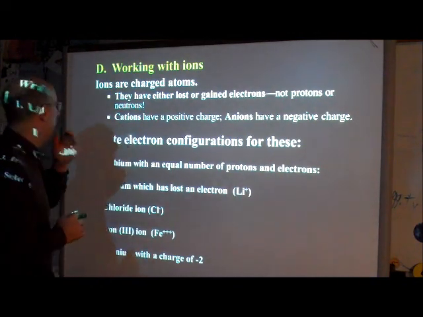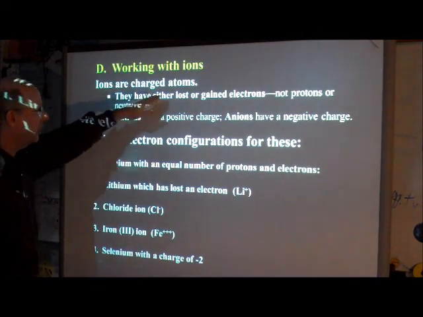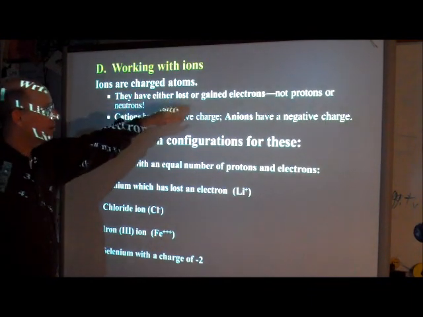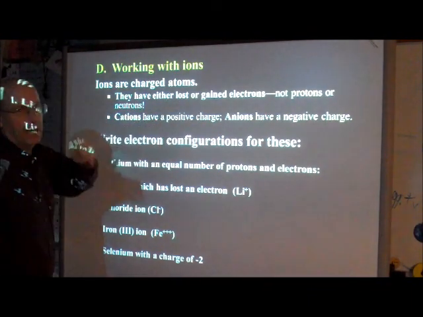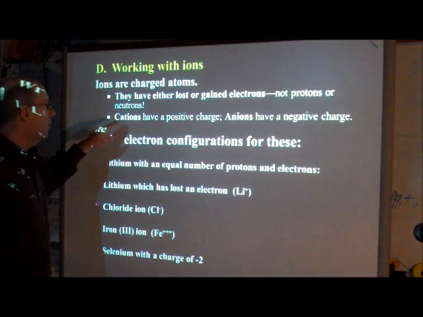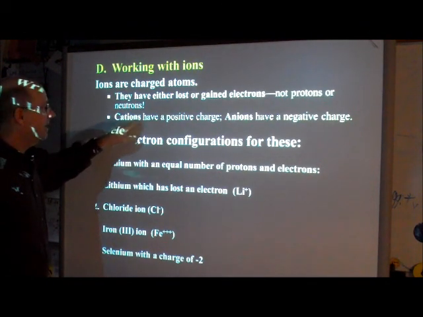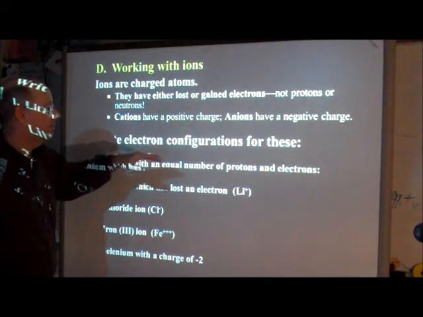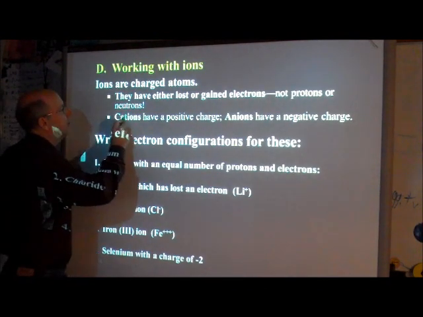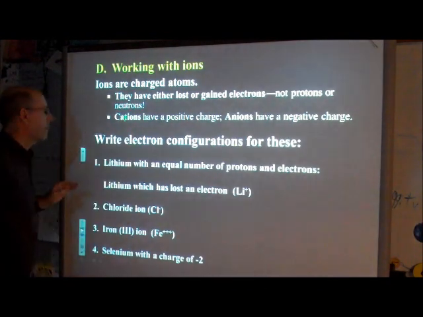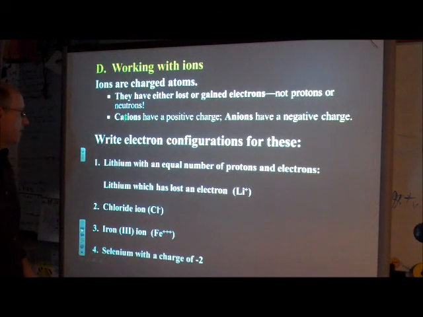So, let's see, ions are charged atoms. They have either lost or they have gained electrons, but not protons or neutrons. Only electrons, okay? Cations have a positive charge, anions have a negative charge. Oh, I should have written cation with a plus here, shouldn't I? Ca+ion. Write electron configurations for these.